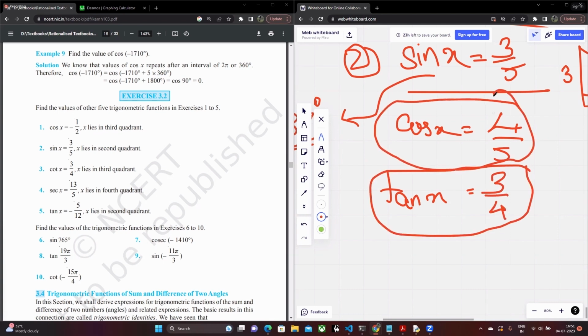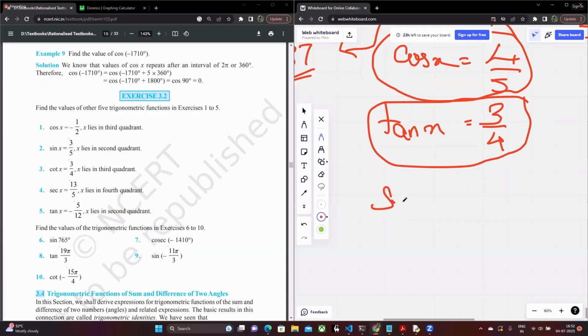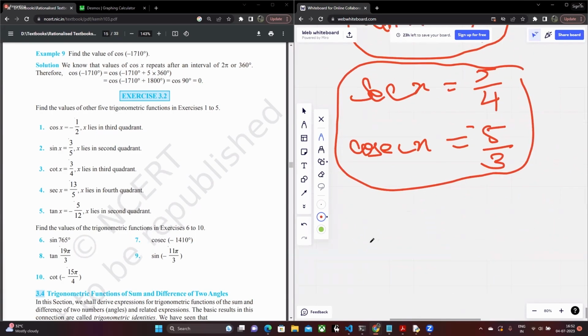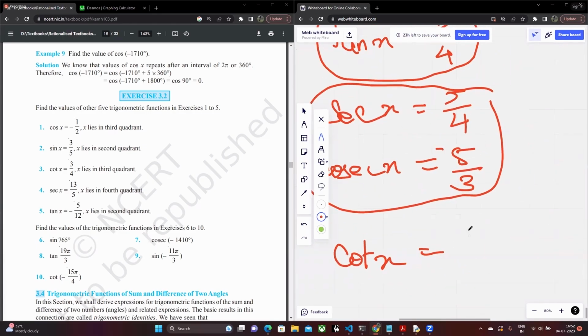You have cos, you have tan. And then you have secant, that is going to be 1 by cos, that is 5/4. You have cosecant, that is 1 by sine, that is 5 divided by 3. And finally, you have cot x, which is 1 by tan x, that is 4/3.